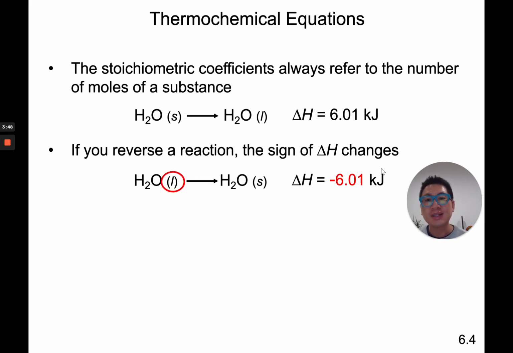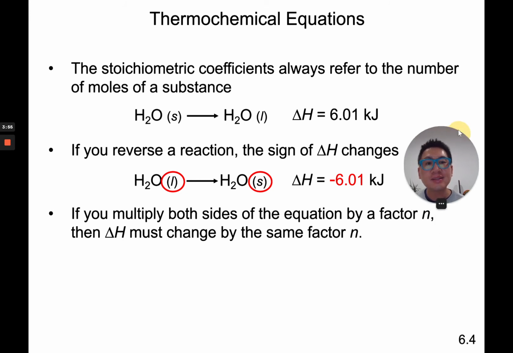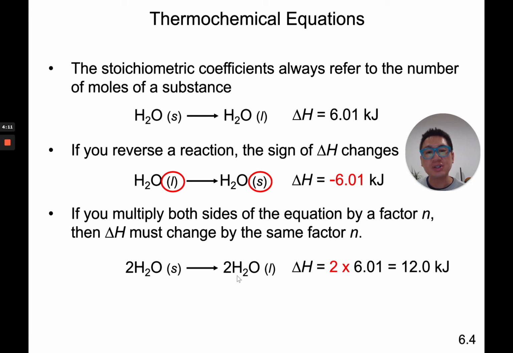Okay, so notice liquid here, solid there. Before it was solid, liquid. And this is what I was just saying earlier. If we multiply both sides of the equation by a factor n, delta H must be multiplied by a factor n. So this is 1 mole of ice turning to 1 mole of water, which absorbs 6 kilojoules of heat. So if I had 2 moles of ice turning to 2 moles of water, the amount of heat it needs to absorb will be 2 times 6.01, or 12. Okay, so 3 sig figs. Okay, 12 kilojoules of heat.